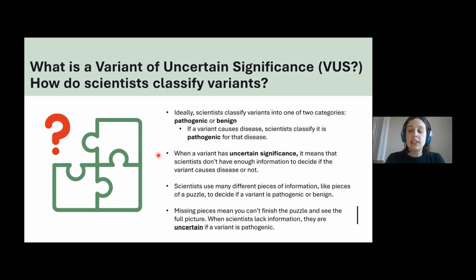So when scientists do their classifications, they're using many different pieces of information, like pieces of a puzzle, to make that decision of whether a variant is pathogenic or benign. But if you're missing pieces of that puzzle or missing information, then you're going to be a bit uncertain about what category to definitively put a variant into. And that is how you end up with variants that have uncertain significance.